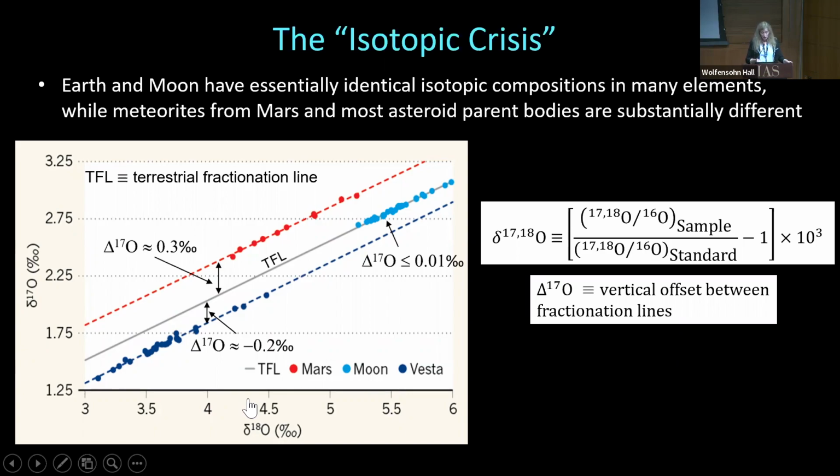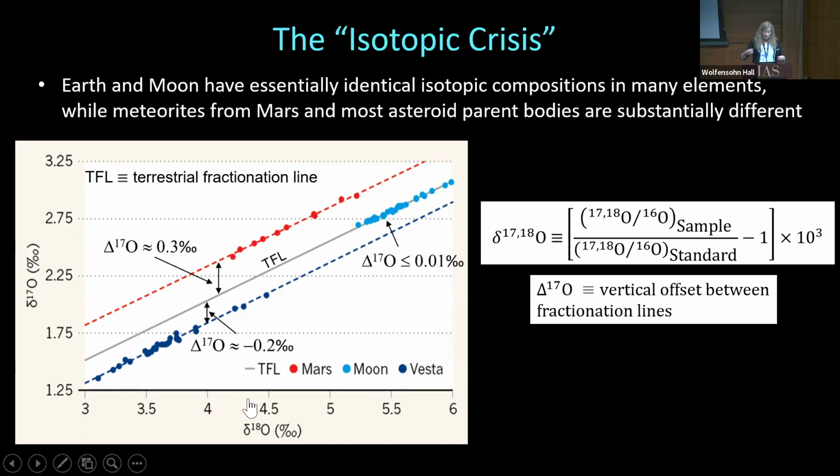This plot shows the case for oxygen. So this is just one of the elements where you can see this similarity between the Earth and the Moon. On the y-axis, that's the abundance of O17 compared to O16. On the x-axis, you have O18 compared to O16, and that's ratioed to some reference standard and typically shown in units of per mil, as here.